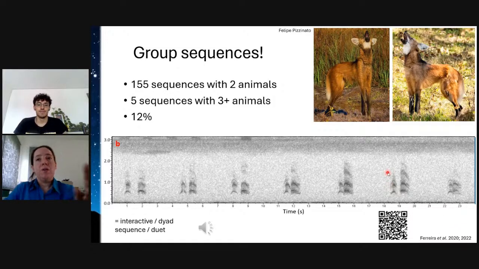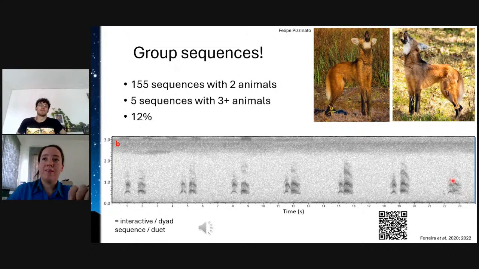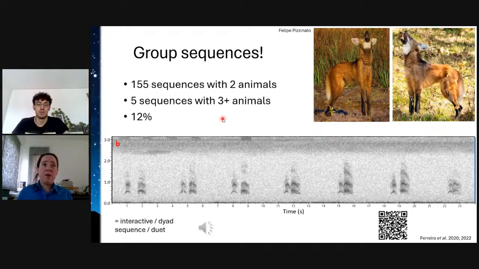They have some intensity difference, but also some instances where the raw barks are overlaid, and that indicates for sure that there is more than one animal. So we found that around 12% of the sequences had more than one animal. Always, most of the times, two animals. And that was really interesting.